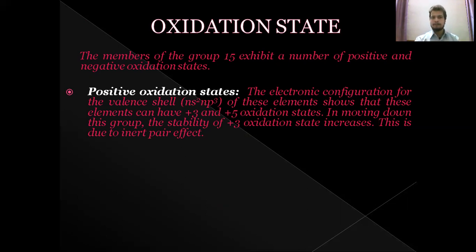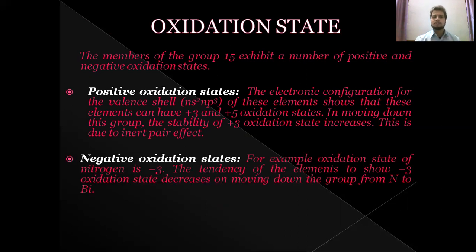Now, what is the inert pair effect? That is what we'll try to see next. But before that, let us see the negative oxidation state. What is negative oxidation state? Basically, it's the tendency to gain electrons. Now, if you see the configuration, it is ns2np3. That means if it takes 3 more electrons, it will become p6. If it becomes p6, it will have the noble gas configuration of the nearest noble gas of the respective element. As a result, this element will prefer to take 3 electrons.